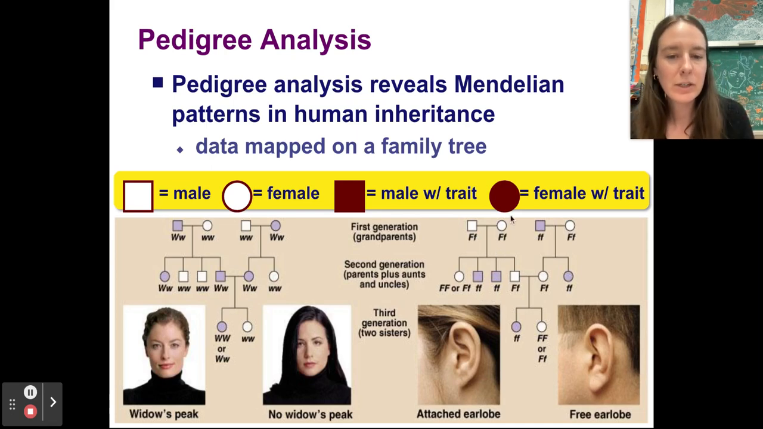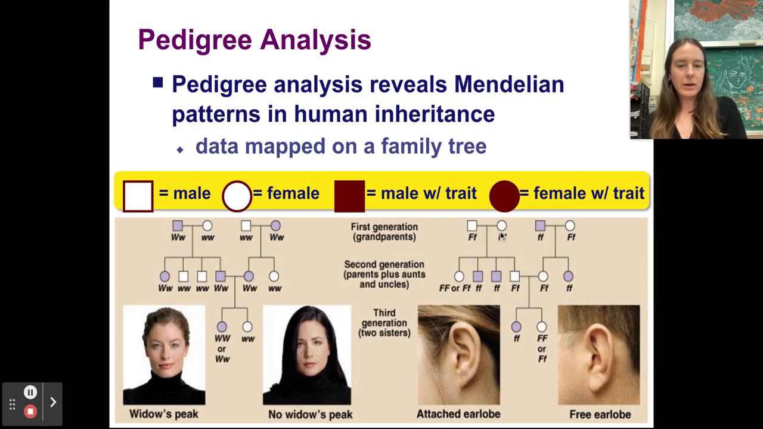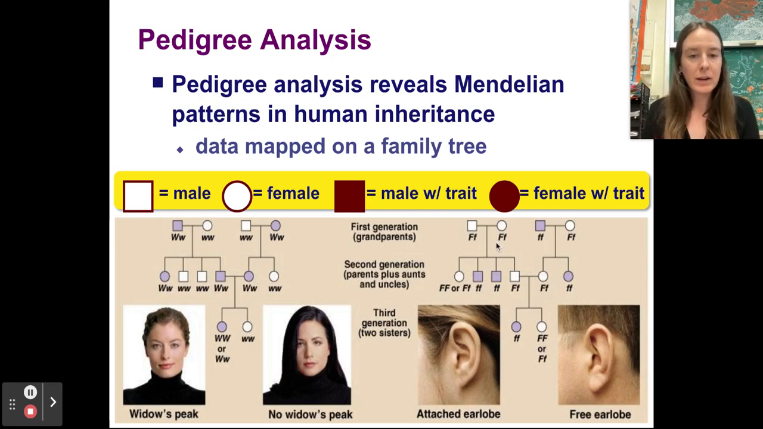Even though in this generation we didn't see the attached earlobe trait, in the offspring we do because these grandparents were carrying that allele. It was masked, though, because it's a recessive allele. And in order to have the trait, you have to have two recessive alleles.